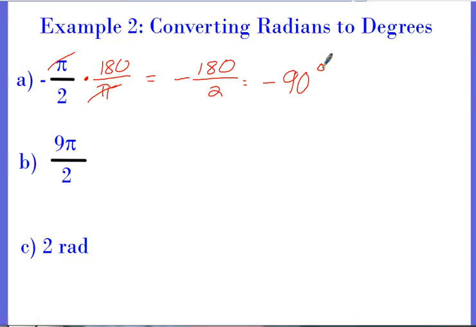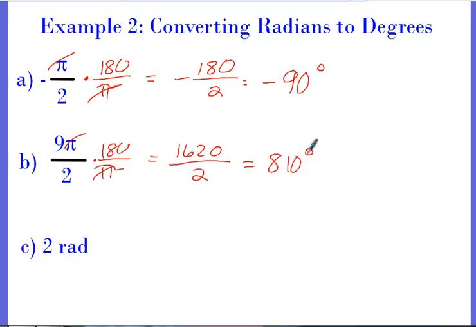Okay? So I have, next one is 9 pi over 2. Again, what am I going to do? Multiply it by 180 over pi. What's automatically going to happen? Pi's are going to cancel. So essentially it's 9 times 180, which is, help me out here. 9 times 180 is what? 1620. Divided by 2, which is 810. Oh, you're giving me the final answer. 810 degrees.